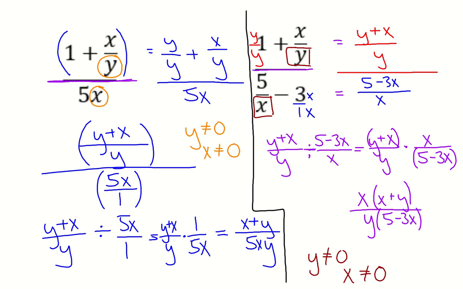And then, because this is division, once I created this common denominator, in this case, if 5 minus 3x equals 0, then that's like saying I've got this fraction divided by 0. So 5 minus 3x cannot equal 0 either, which means x cannot equal 5/3. So those would be the disallowed values, that if x equals any one of those things or y equals 0, then that would create division by 0, which is not legal.